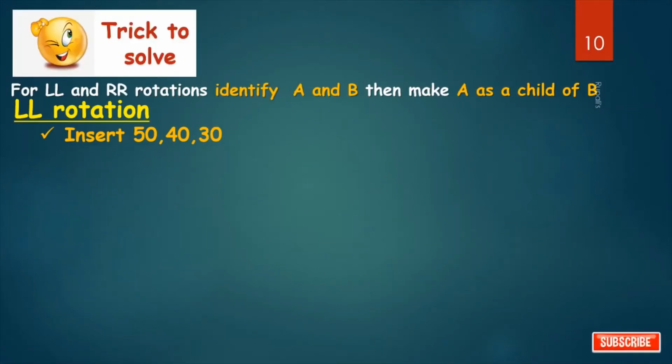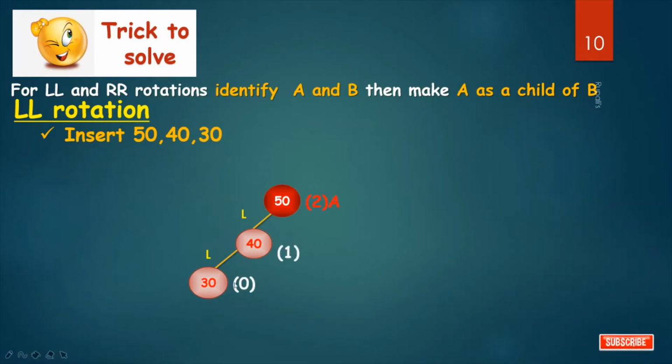Now the trick to solve. First I add 50. The balance factor is 0. Next add 40. 40 is less than 50, so the balance factor for 40 is 0 and for 50 it is 1. Now add 30, and the balance factor of 30 is 0, for 40 it is 1 and for 50 it is 2. So which one is the nearest ancestor of 30? It is 40, but the balance factor of 40 is 1. So the next nearest ancestor of 30 is 50. The balance factor is 2. So I am marking this node as A.